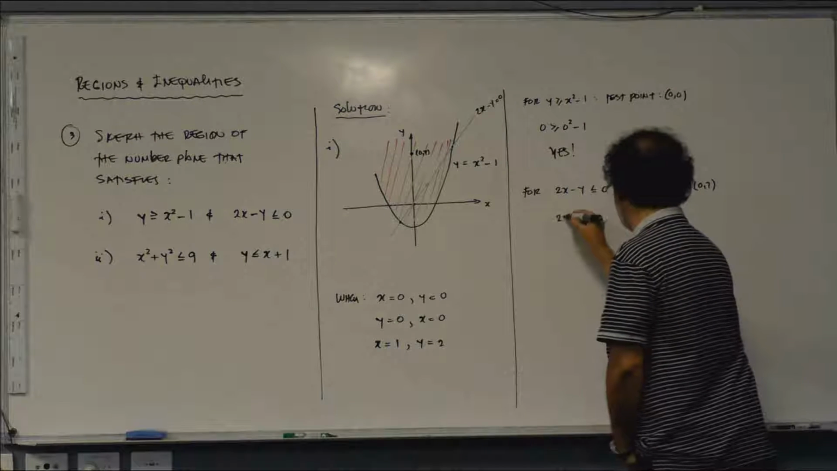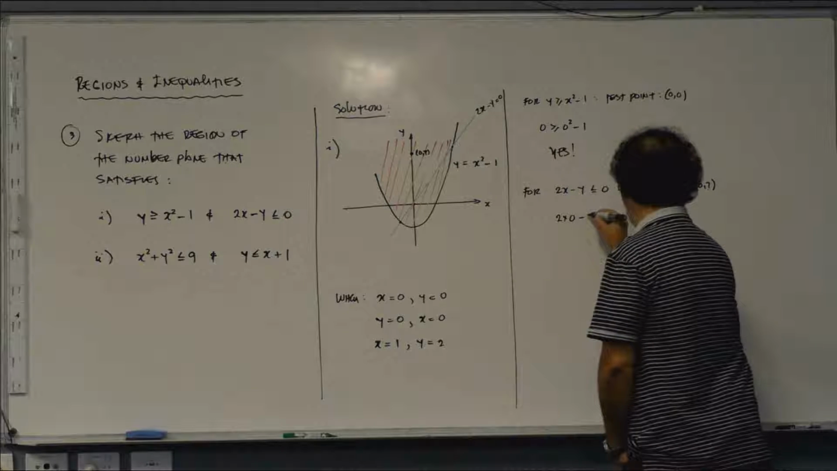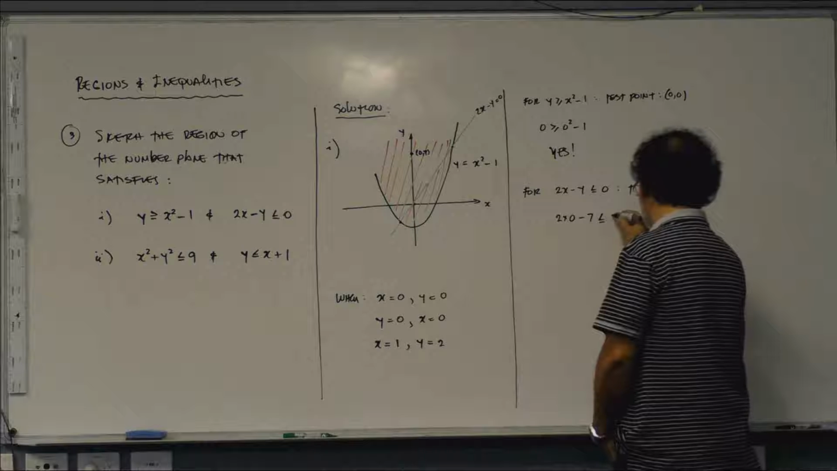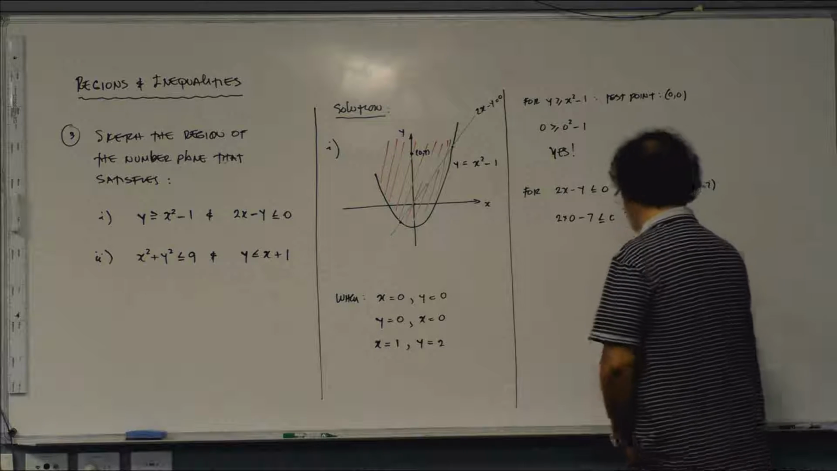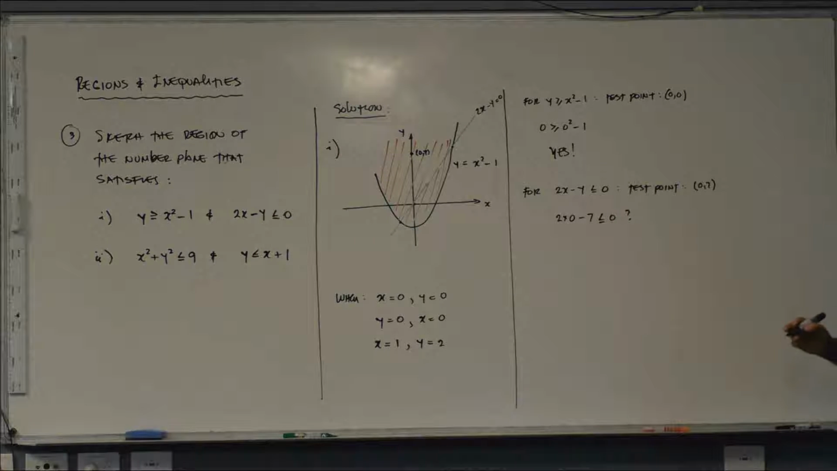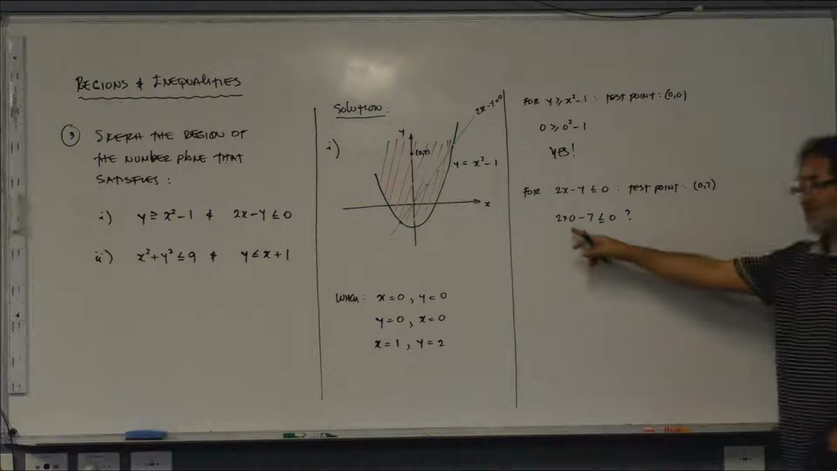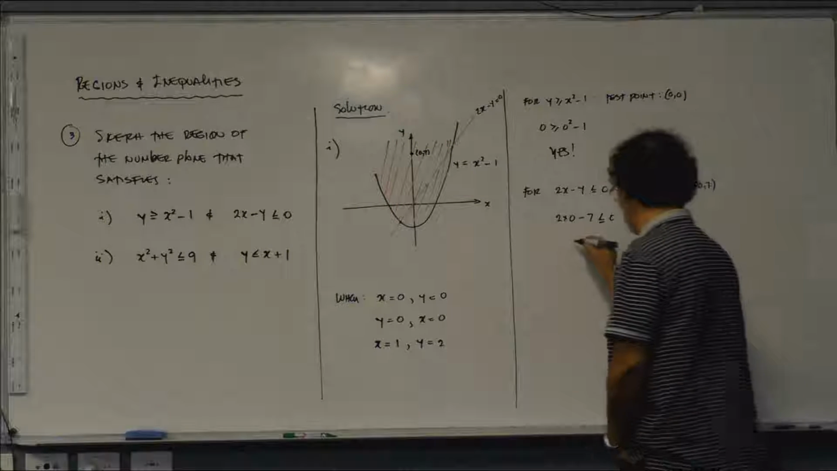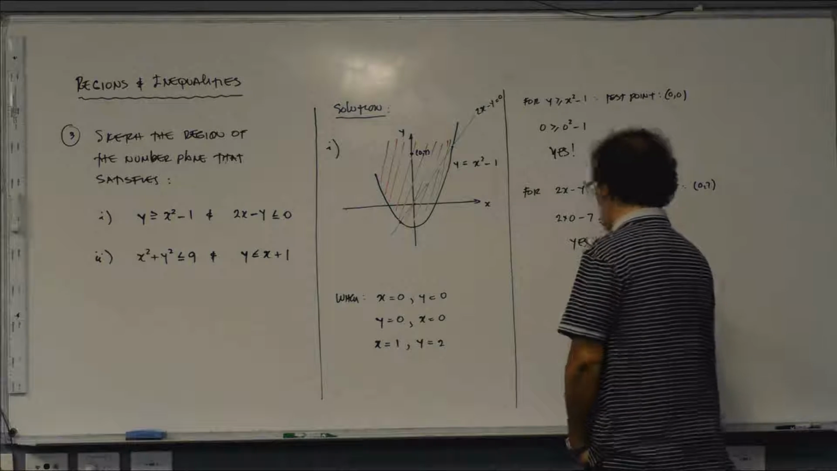So we have 2 times 0 minus 7. Is that less than or equal to 0? Is that true or false? Oh yeah, that's because it already went through 0, 0. That's a true. But you could have picked 1 or 2, but she wants 7. Why not? Okay, is that true or false, Mira? True. Yes.